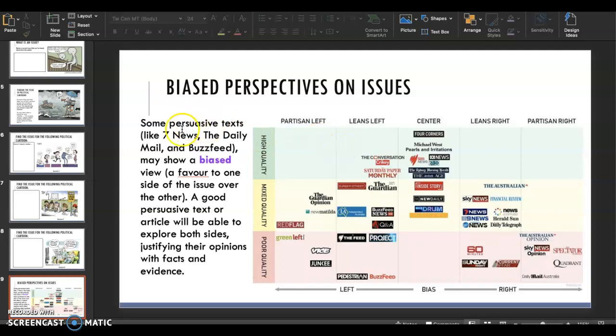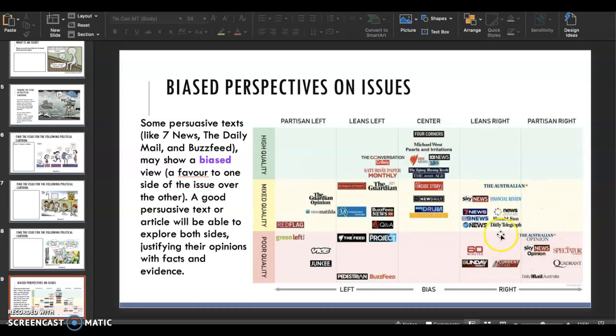Okay. I really like this slide here. So this is biased perspectives on issues. So some persuasive texts, and this is a range of texts. Sorry, it's Americanized language up here at the top, but these are Australian news outlets. So basically, you've got the center here. If you don't know the difference between left and right, now is a good time, and especially in this unit, to go and do some research on what it means to be politically left or right, or lean left or lean right. This is your center stuff, which gives you the news straight. So this is the news without adding too much color to it.